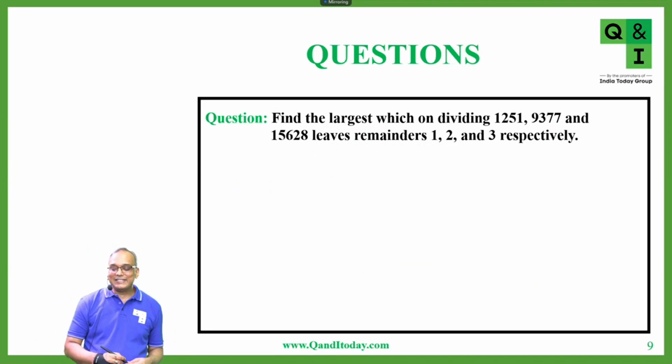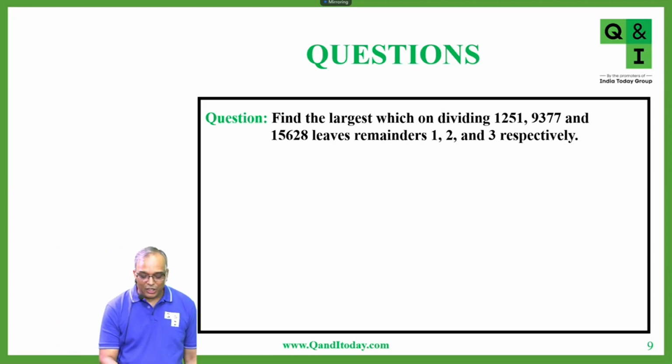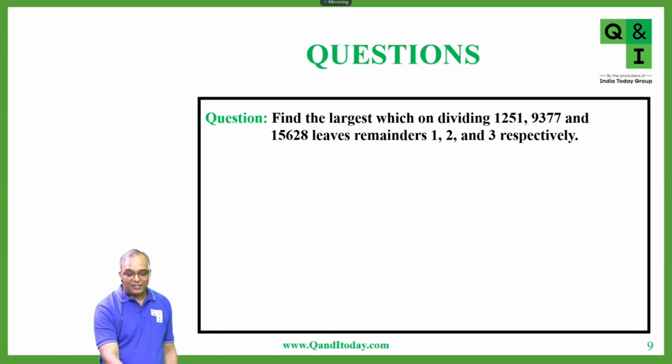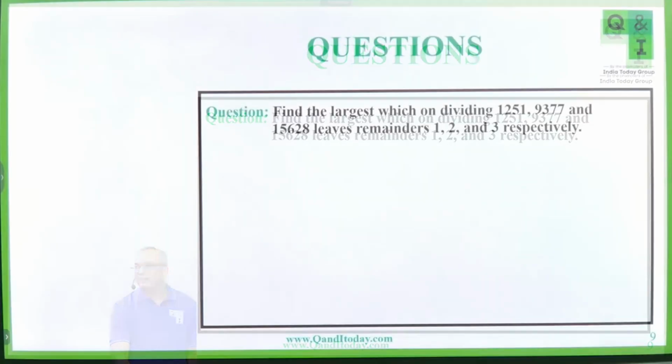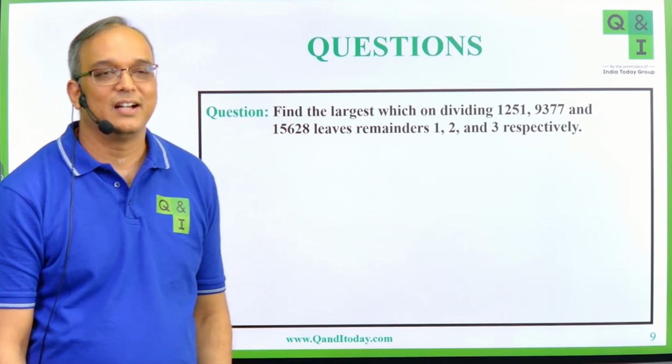Find the largest number which on dividing 1251, 9377 and 15628 leaves remainder of 1, 2 and 3 respectively. Now again, you have to tell me the approach here. How do you solve this question?